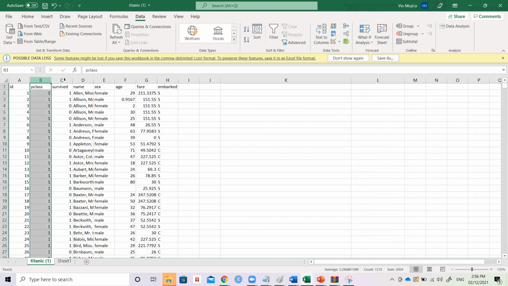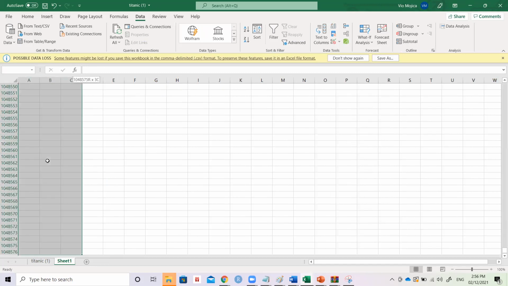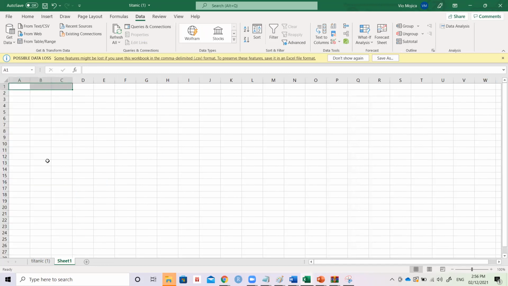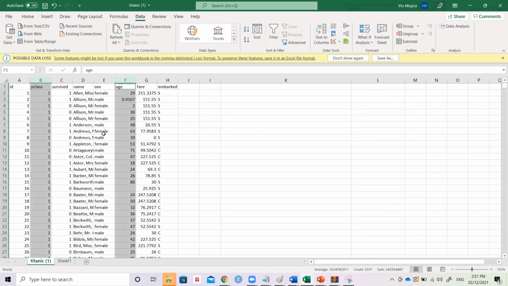So we involve P class and age. We have to restructure them. Kailangan ganito yung itsura. 1, 2, 3. And then the ages below. So gawin natin yun. Medyo diskartehan talaga natin. We have to make it happen. So how do we do that?